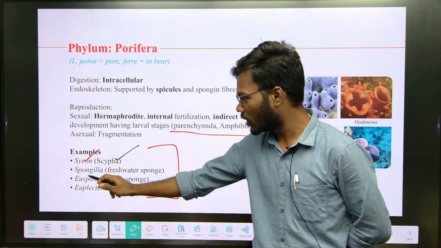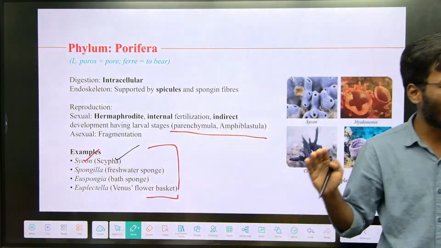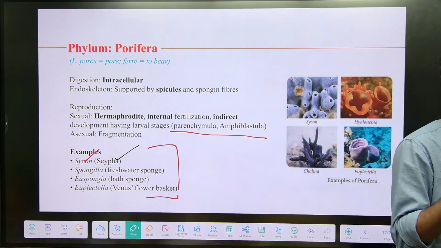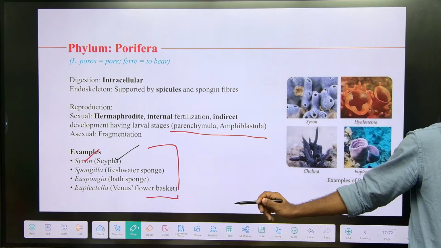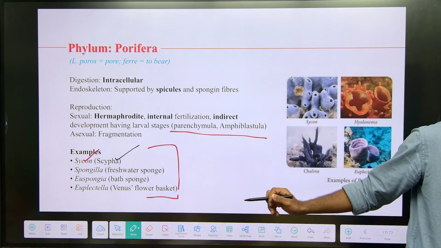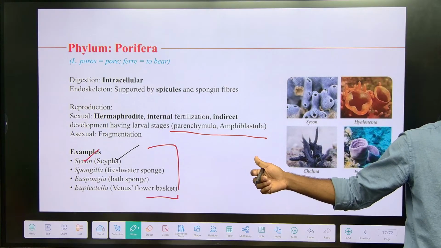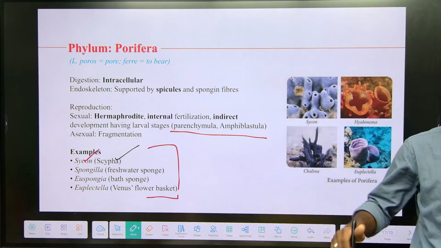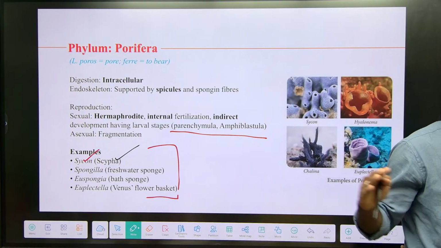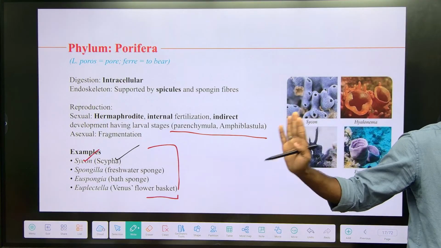Sycon is Scypha, Spongilla is the freshwater sponge. Every example you have to remember. There are only two larval forms in phylum Porifera, right? Not only, actually there are three larval forms. I gave two as examples. These are enough for your NCERT.